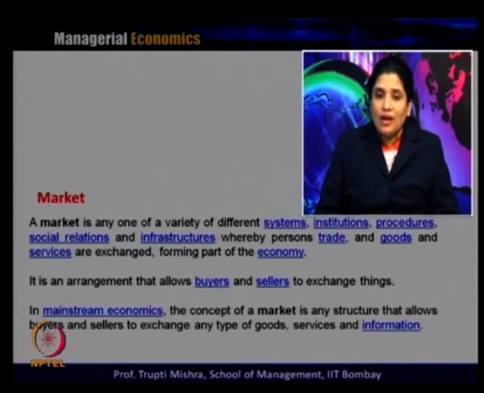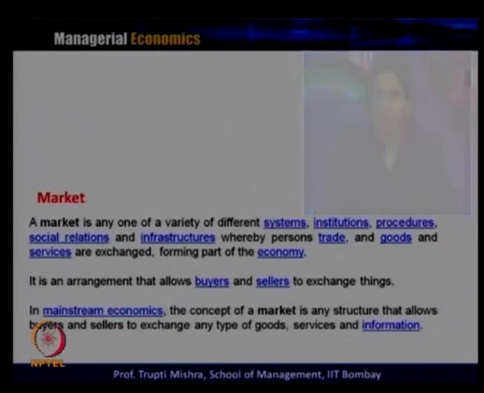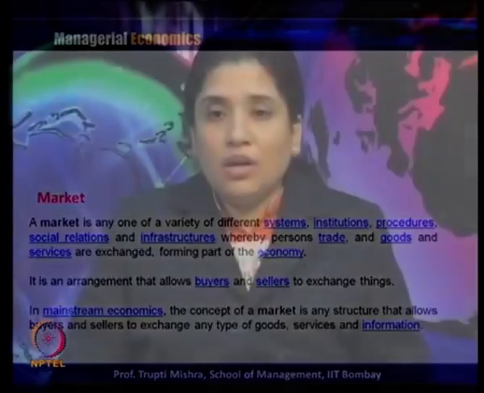So, it is an arrangement that allows the buyers and sellers to exchange things, and in typically mainstream economics the concept of market is any structure that allows the buyers and sellers to exchange any type of goods, services and also information. Why do we talk about information here? Because information is also now a product, you do not get it freely in many cases. So, in mainstream economics generally the market is any structure which allows the buyers and sellers to exchange any type of goods, services and information.